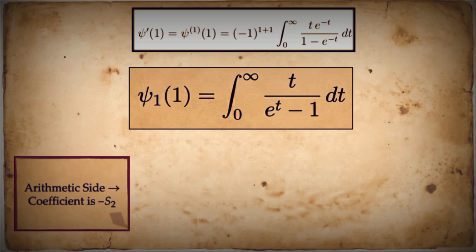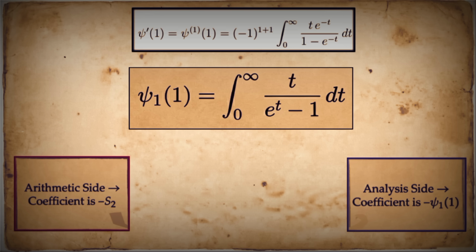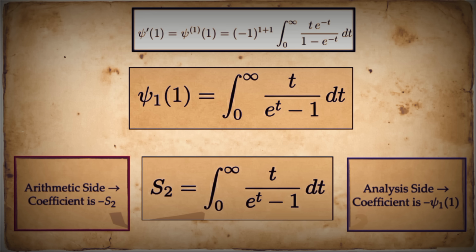The trigamma function at 1 is computed from the integral formula for polygamma. Equating the two expressions for the coefficient of z cubed, negative zeta of 2 from the product side, and negative the trigamma at 1 from the gamma side, we get zeta of 2 equals the trigamma at 1, which equals the integral from 0 to infinity of t over e to the t minus 1.